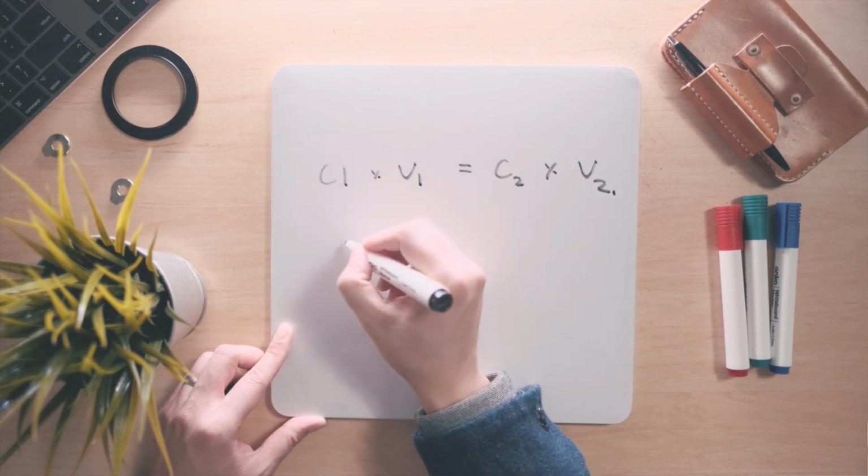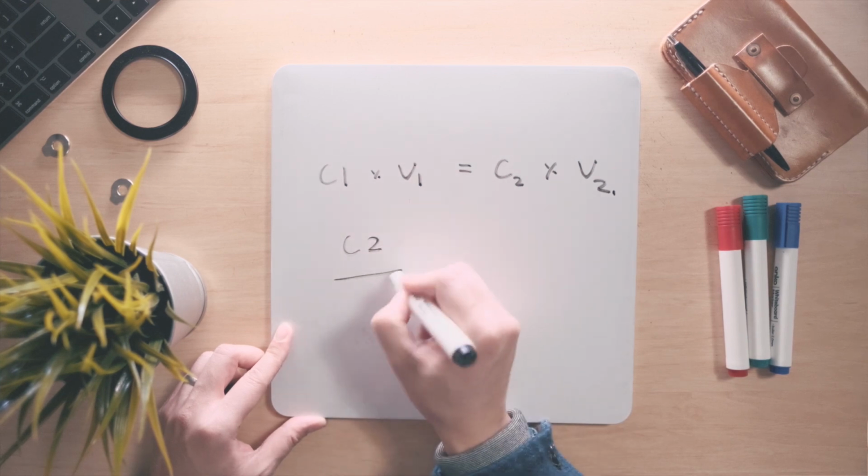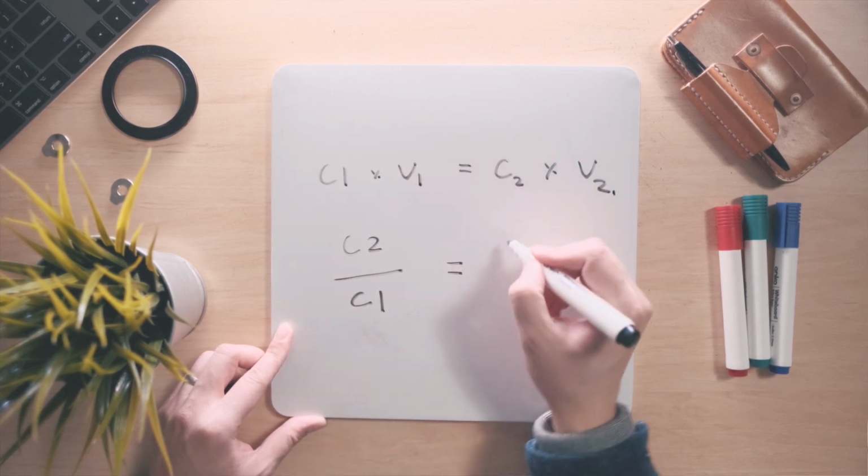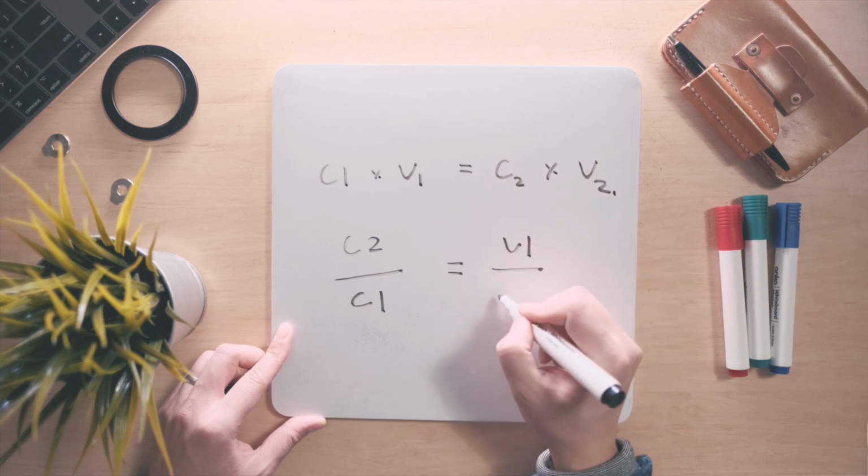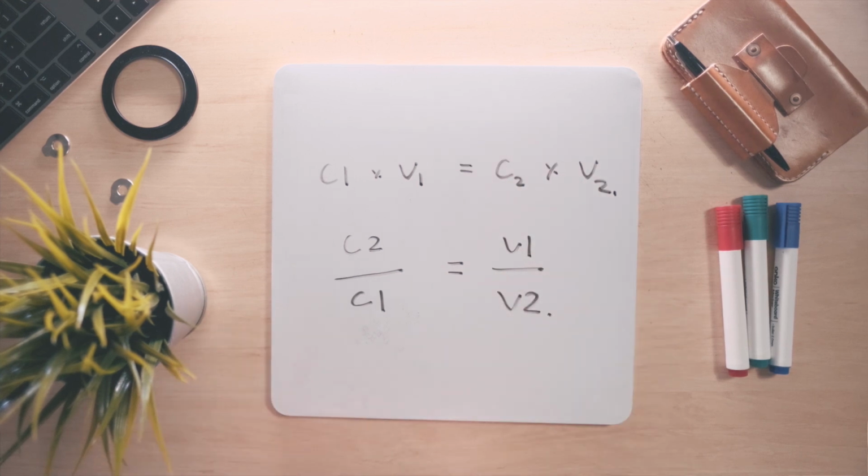Another way to think about this is by using dilution factor. The dilution factor is the final concentration divided by the original concentration, which is equal to the starting volume divided by the final volume. This is just rearranging C1 times V1 equals C2 times V2 into C2 divided by C1 equals V1 divided by V2. Let's work through some examples.